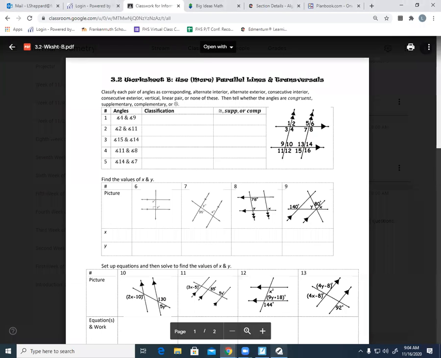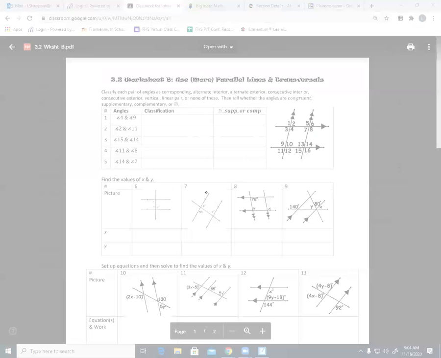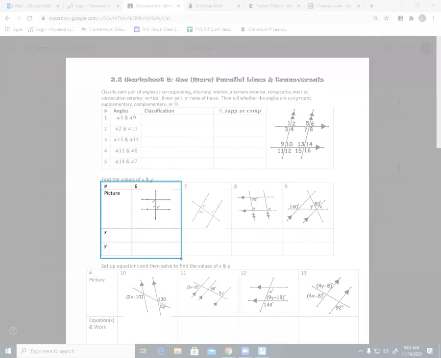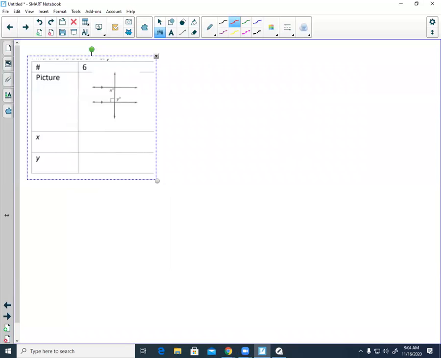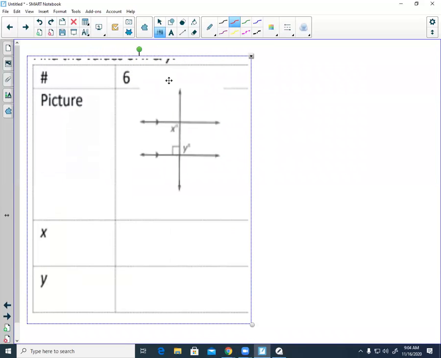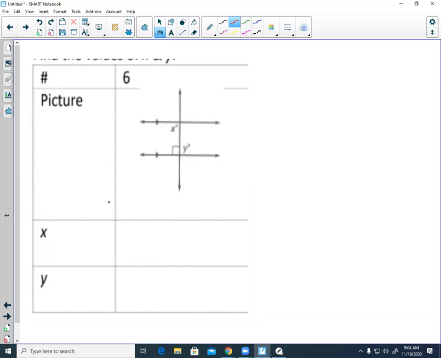Does anyone have any questions right now as we're working our way through? I will take your silence as an I do not have any questions, Mr. Shepard. So this question, obviously what it wants us to do is find x and find y. So what we need to do is come up with a relationship. If we can come up with a relationship, then we're good, okay?